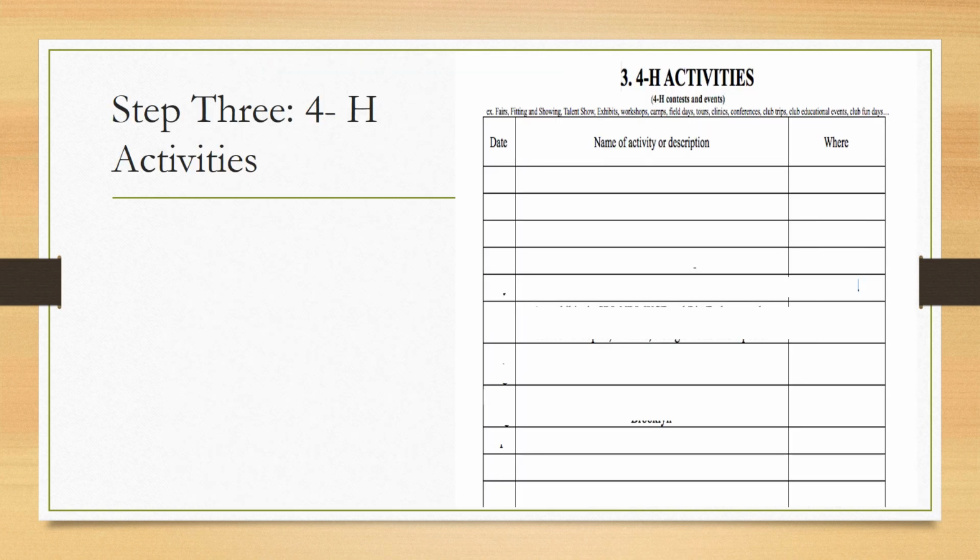Step 3. 4-H activities. In this section of the form, you'll be telling us a little bit about the different 4-H events, contests, and activities that you've attended or participated in. Examples of these can be found at the very top of that page. How you list the activities is by putting out the date, the name of the activity or a description of what it was, and where it took place.